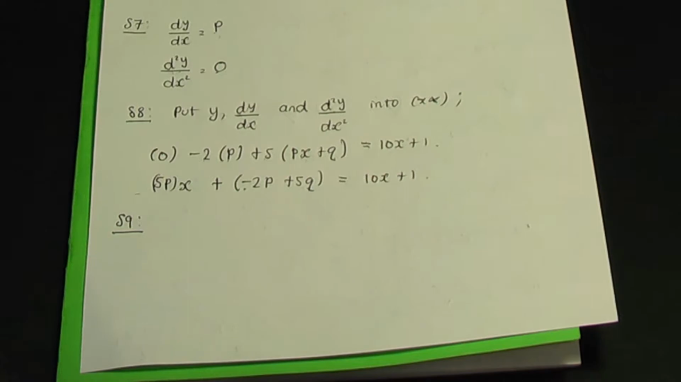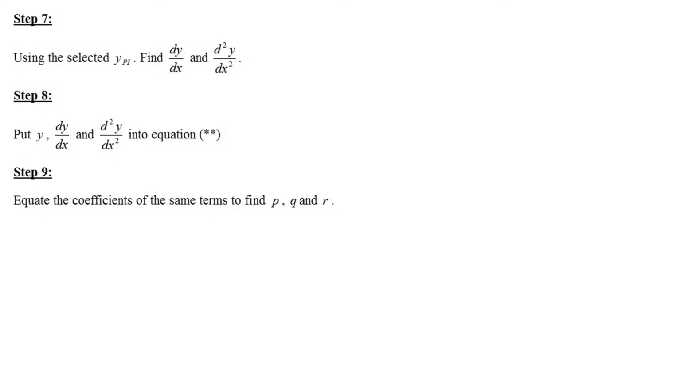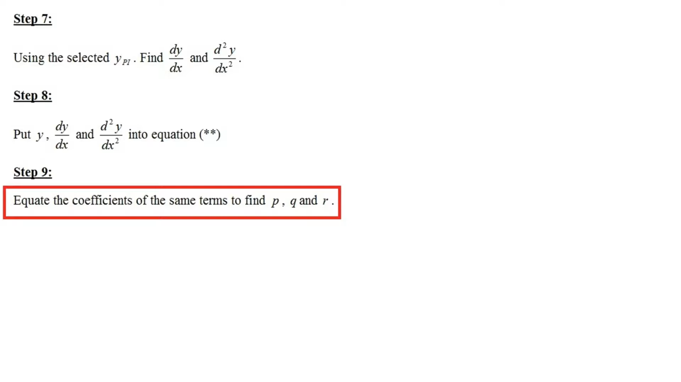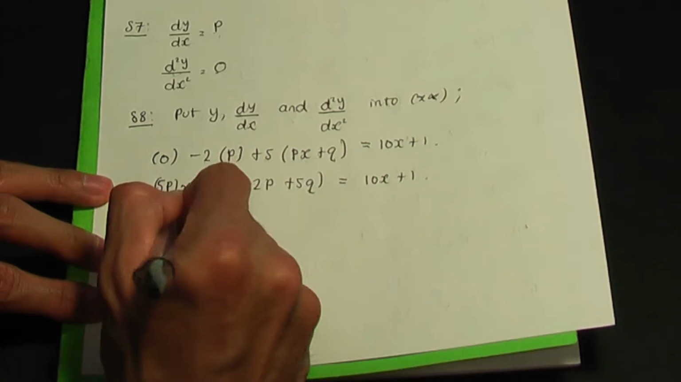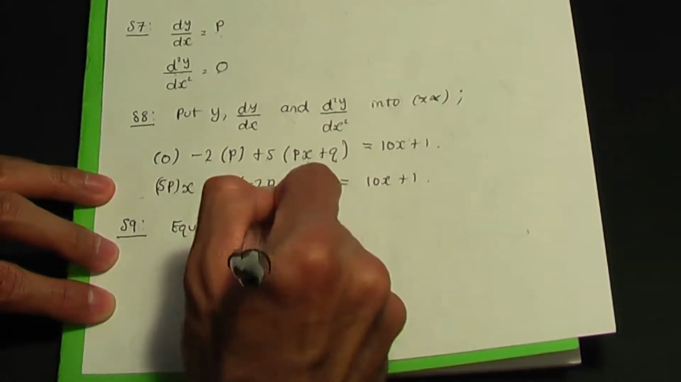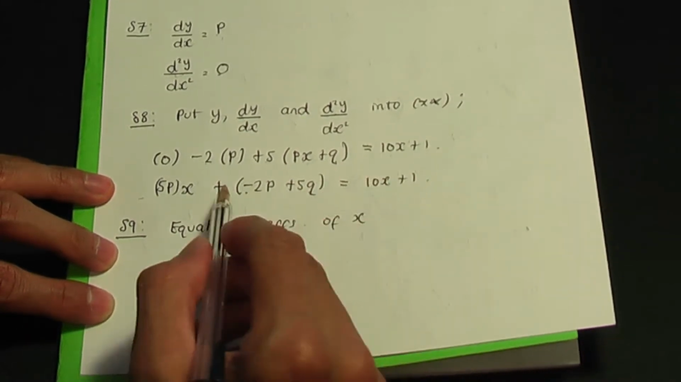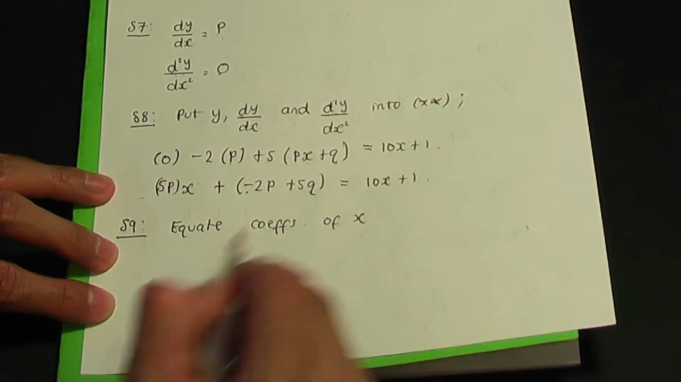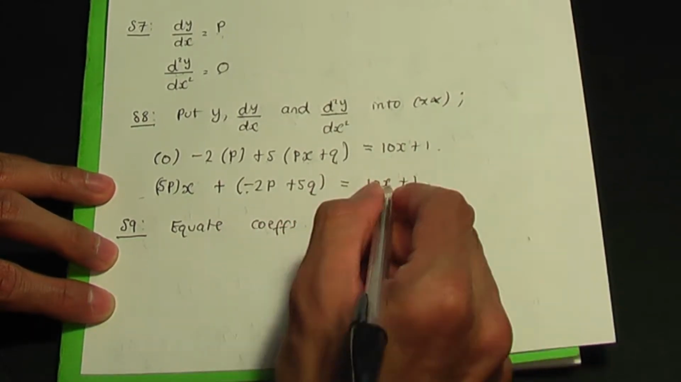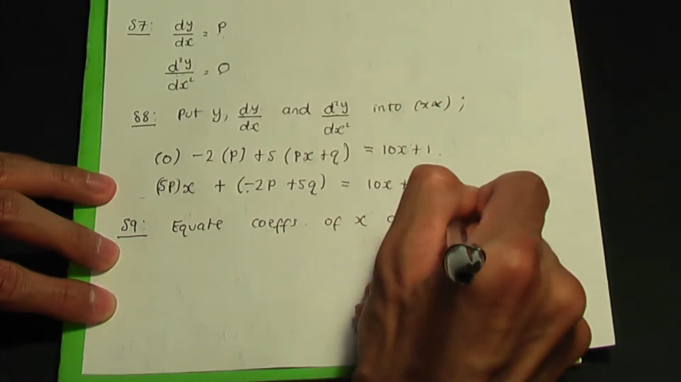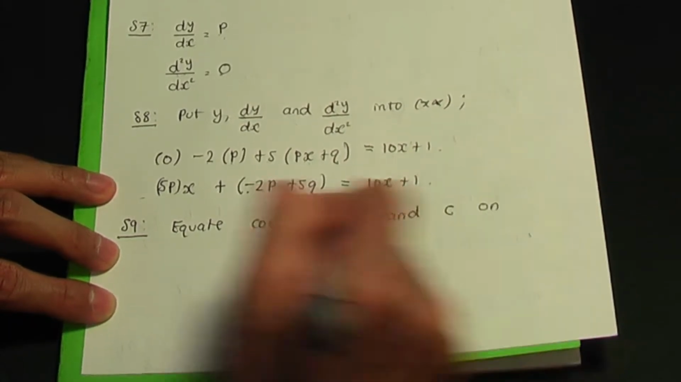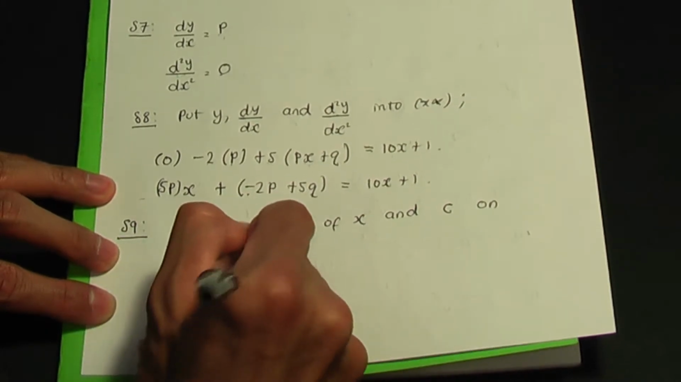So if we go to the screenshot, step number 9 is equate the coefficients of the like terms to find p, q and r if you had another unknown constant. Okay, so if we go back to the paper and pen, so if I equate the coefficients of x, so we have terms with x and constants on both sides. So equate the coefficients of x and constants on both sides.